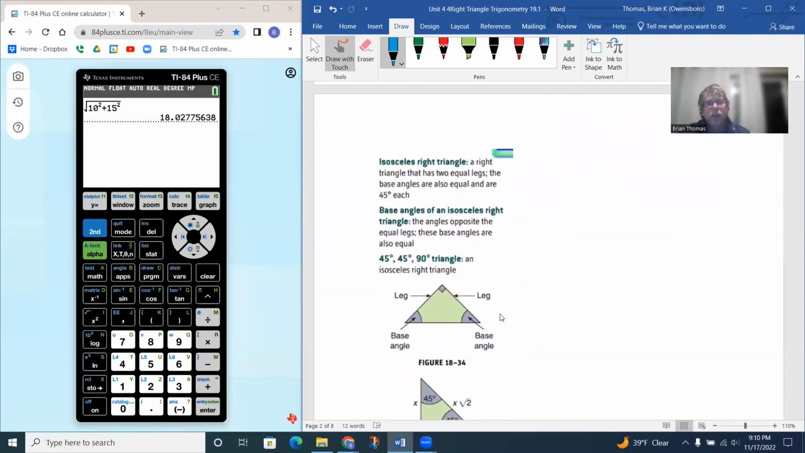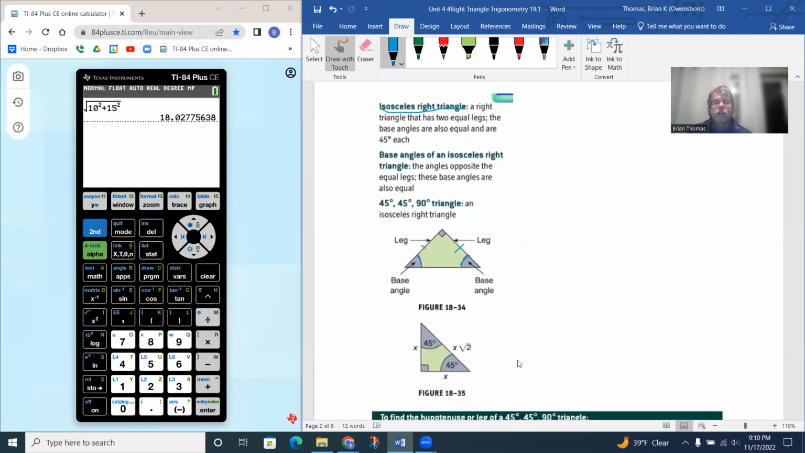Some other things to pick up on in right triangle trigonometry are just some other vocabulary. There's also what we call an isosceles right triangle. An isosceles right triangle is a right triangle, but two of the sides are equal. Notice how these legs would actually be equal, which means these base angles are also equal.